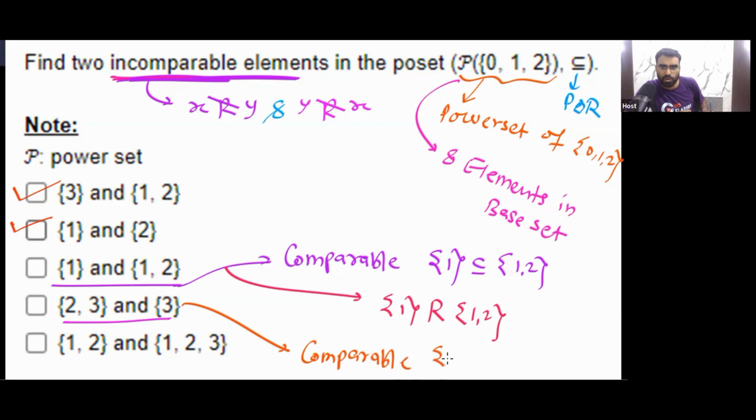Why are they comparable? Because you can see this element is a subset of {2, 3}. So they are also comparable. Very simple. What about this last one, {1, 2} and {1, 2, 3}? Yes, they are also comparable, because this is a subset of this. So for this question, the answer will be option {1, 2}. Is this clear? Let me know. So very simple.